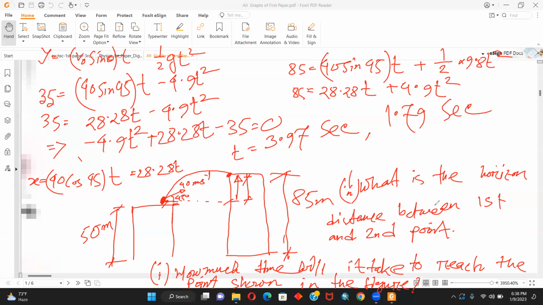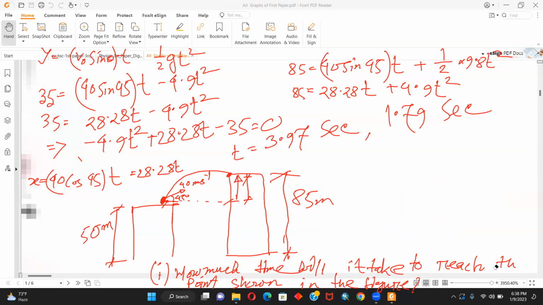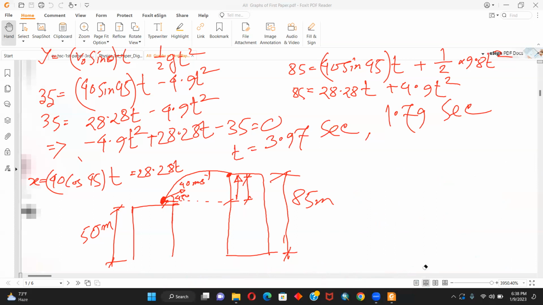However, we will only take the first value. Why is that? How can I explain this? First of all, let me calculate the value for x. Can I erase them? Erase these. Yes, so it will be very easy. 28.28 times the time that we have calculated. So x equals 28.28 times t.